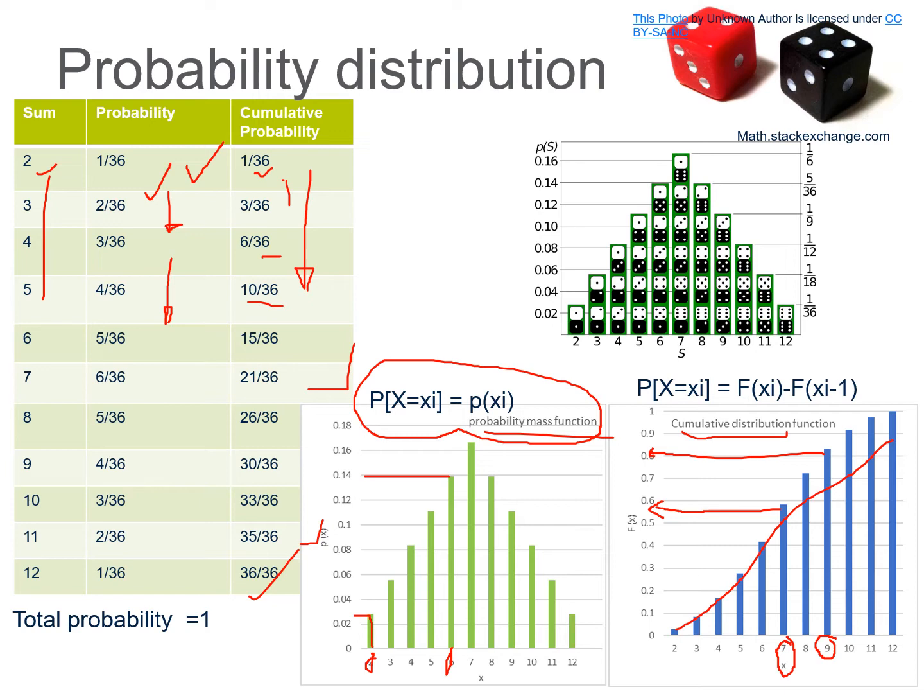So from the probability mass function, you can directly get the probability of that particular event, whereas from the cumulative distribution function, you can get the probability of up to that point. But the summation of all the probabilities should be equal to 1. So that is important. The sum of the probabilities has to be 1.